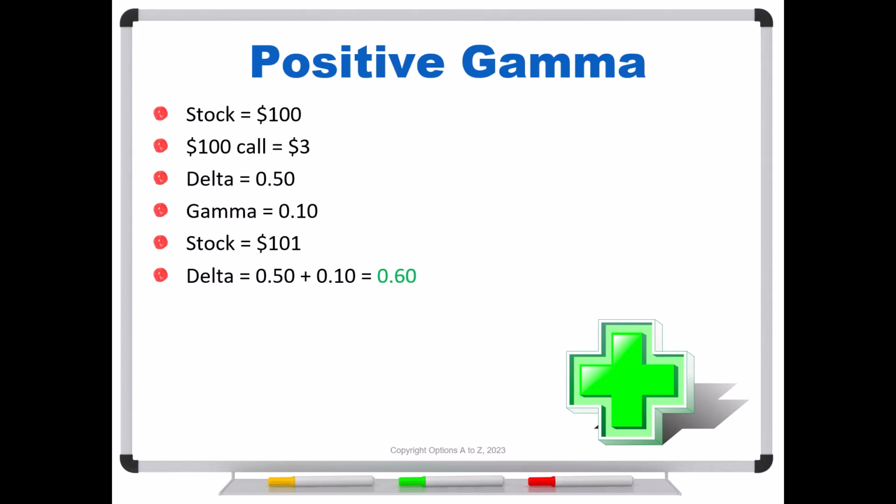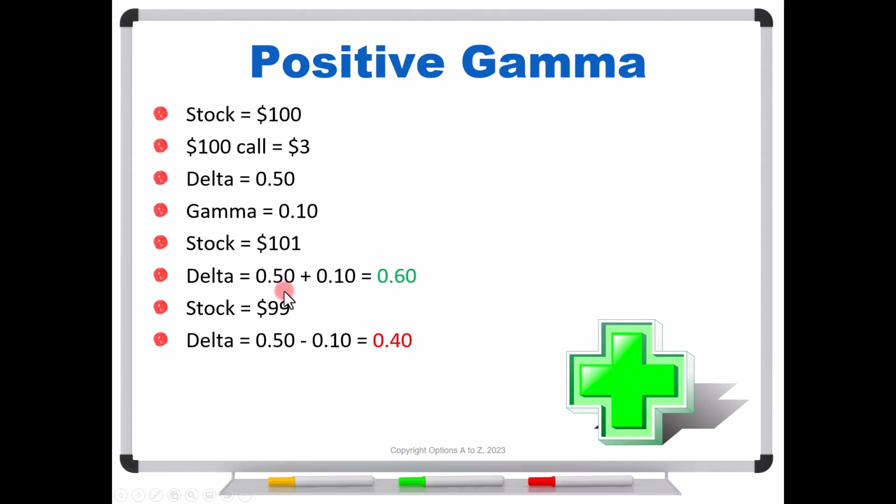It's talking about a $1 change right now. So on the flip side, if the stock falls to 99, you're going to subtract gamma, or in this example, 0.10. So your delta would be expected to be 0.5 minus 0.10, or 0.4.